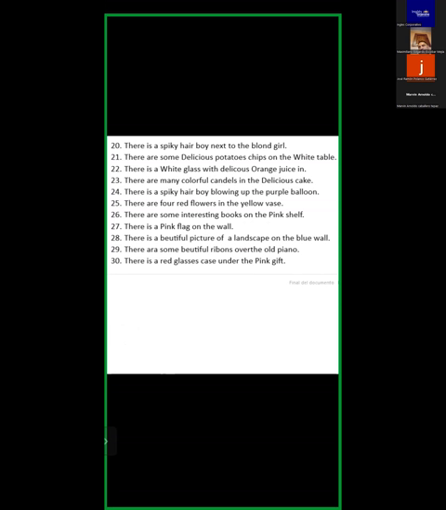Okay. There is a pink flag on the wall. There is a beautiful picture of landscapes on the blue wall. There are some beautiful ribbons. I think ribbon, yeah, with double B. Is double B. Let me check. Yes, yes, yes. Yeah, it's double B. Okay, thanks.